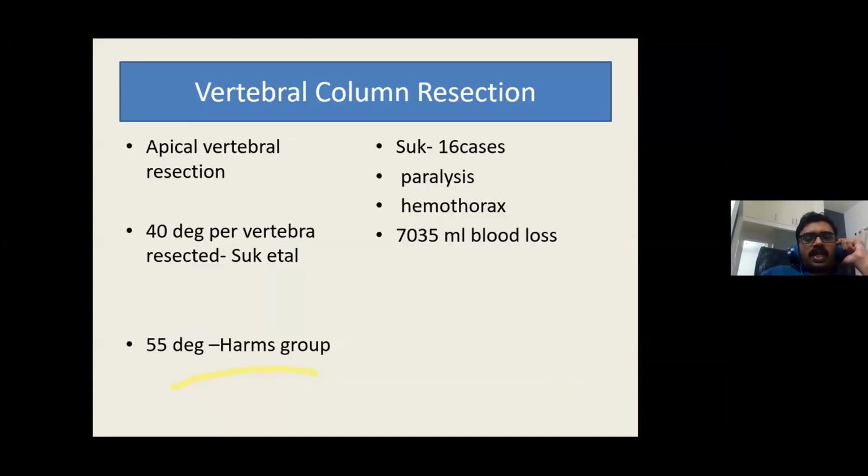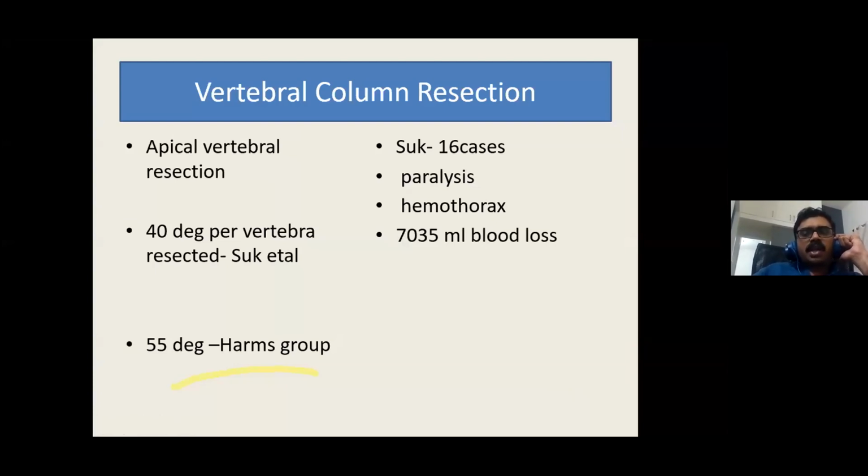Now, in very severe and rigid scoliosis, sometimes your releases and PSO may not give a satisfactory correction. That is when you have to resect a part of the vertebral column. The initial series has come from Suk, and he has reported 16 cases. But of these 16 cases, look at the amount of blood loss that these children are having. And in the Indian setup, these children will be very undernourished. Most of them will have weights from 30 to 40 kilos.